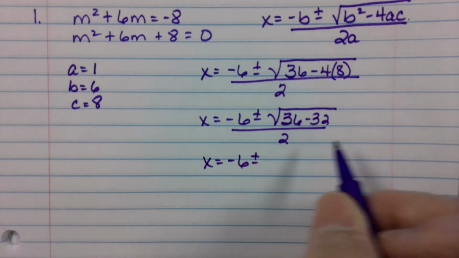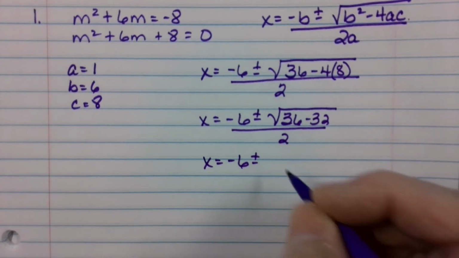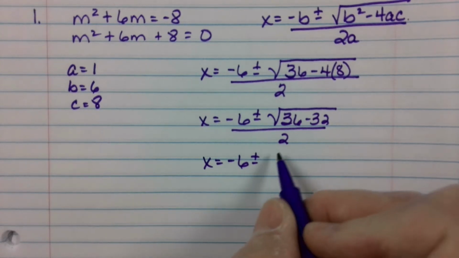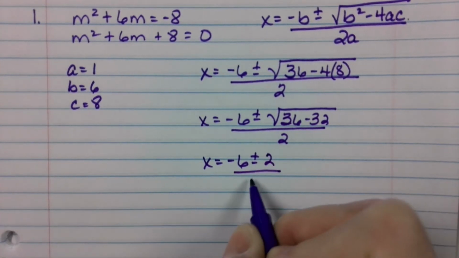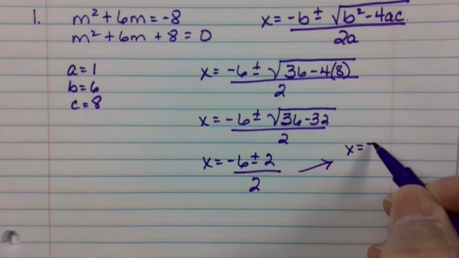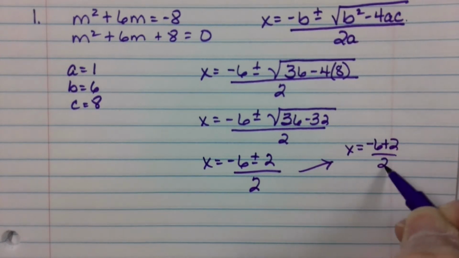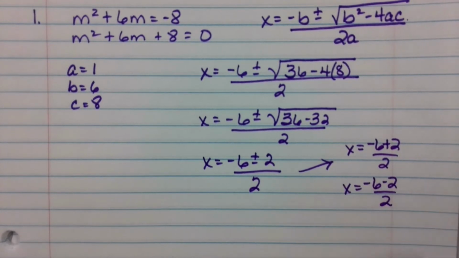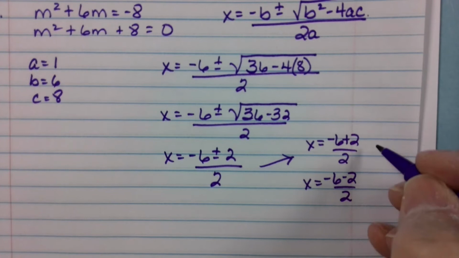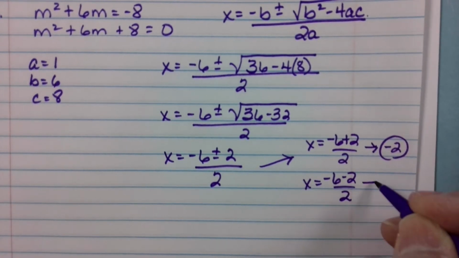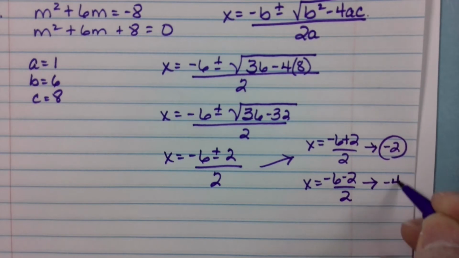So here we've got the square root of 4, right? Isn't that what that's going to be? Okay, so you got 2. Square root of 4 is 2. Now, you want to divide this up. So you got x equals -6 plus 2 over 2, and x equals -6 minus 2 over 2. So this is -4 over 2, which is -2. And this is -8 over 2, which is -4.